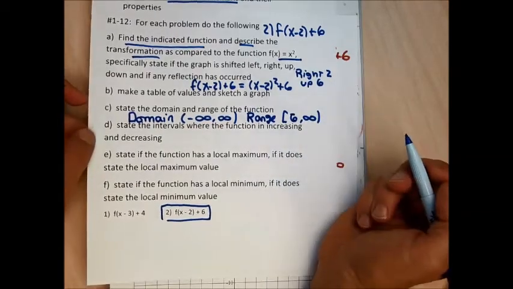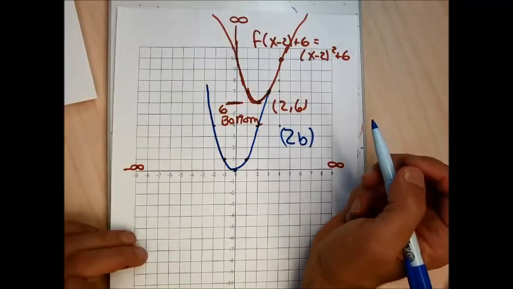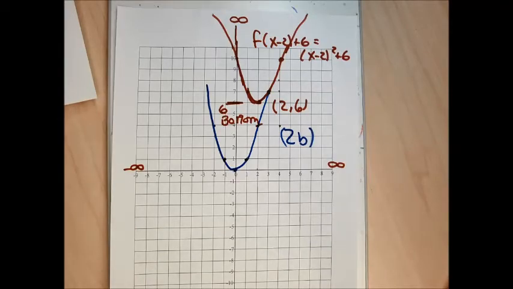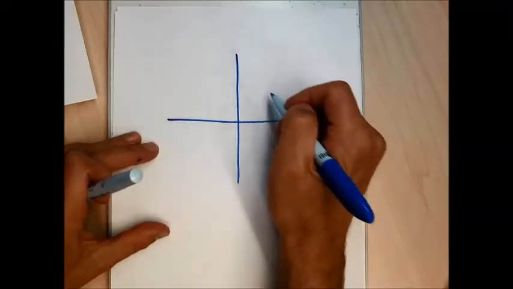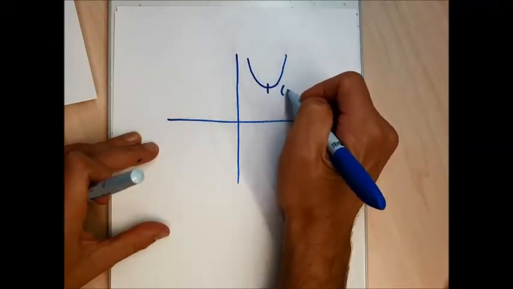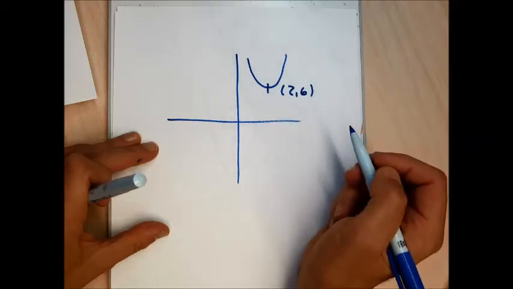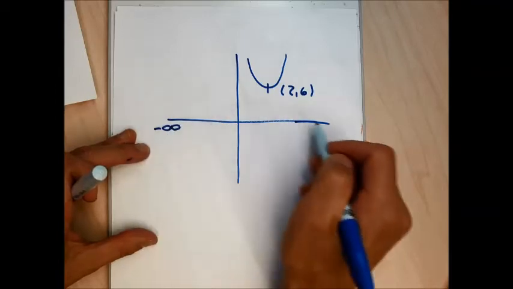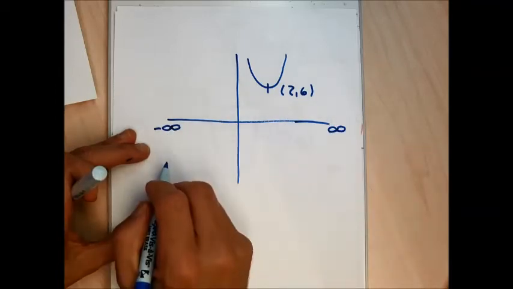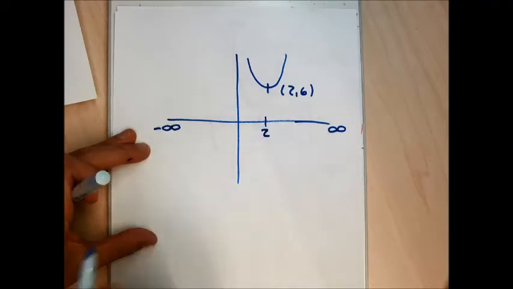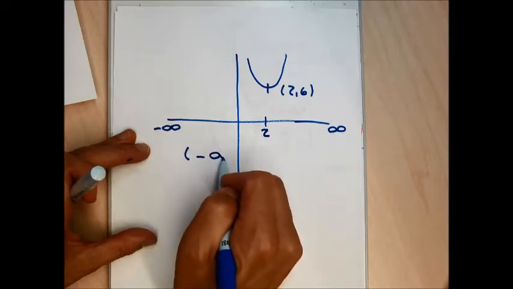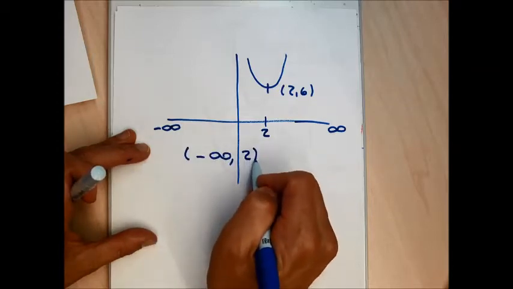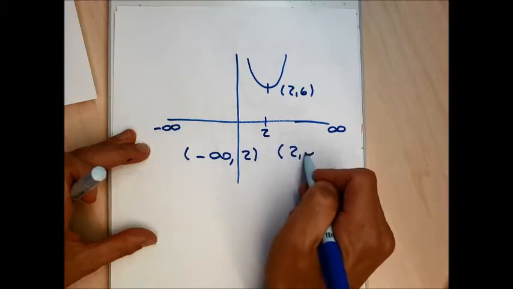The increasing and decreasing of stuff that we've done before: to figure out where a graph is increasing and decreasing, I need to just stare at the graph and know its turning points. The only turning point for this graph is the point (2, 6). To do the increasing and decreasing, I put negative infinity on the far left of the x-axis, positive infinity on the far right of the x-axis, and the x-coordinate of any turning point also on the x-axis. And then I create intervals with round parentheses. The first interval is going to be negative infinity to 2. The second interval is going to be 2 to infinity.